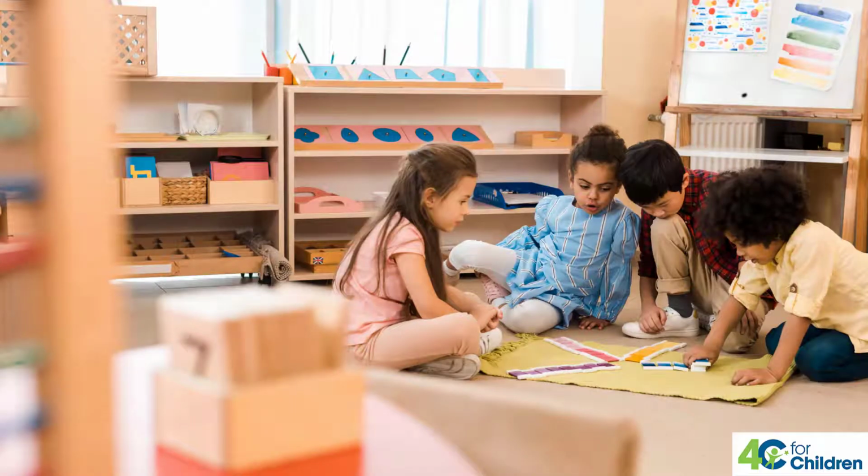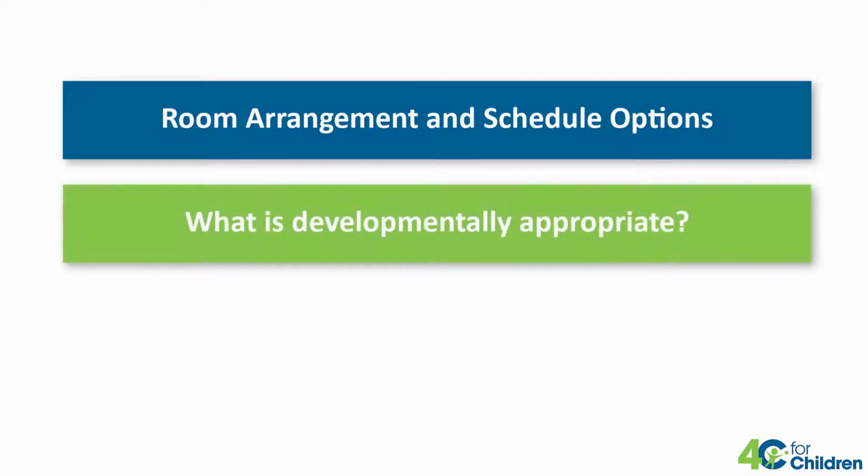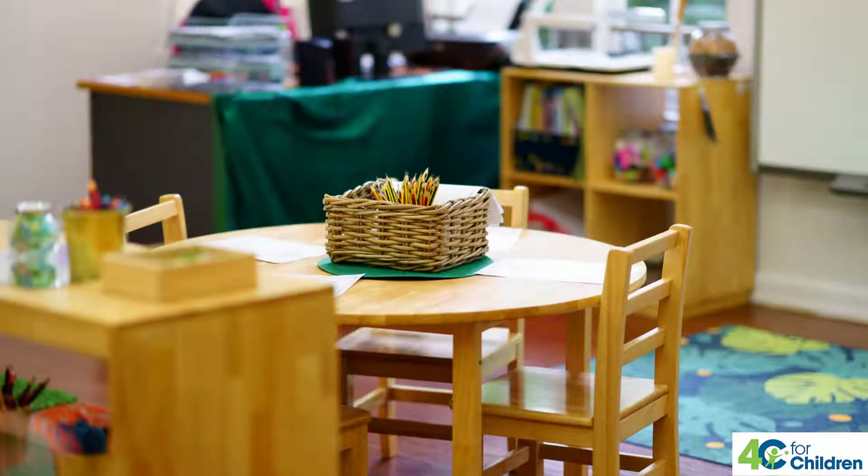As discussed in the previous environments video, the learning space should meet every child in your program's basic needs. In this video, we will be discussing more on what is developmentally appropriate for each age group, as well as options for schedules and routines. No matter what type of program you operate or curriculum you use, best practice is to offer open areas for each age group with eye-level furniture, labeled areas, and materials.